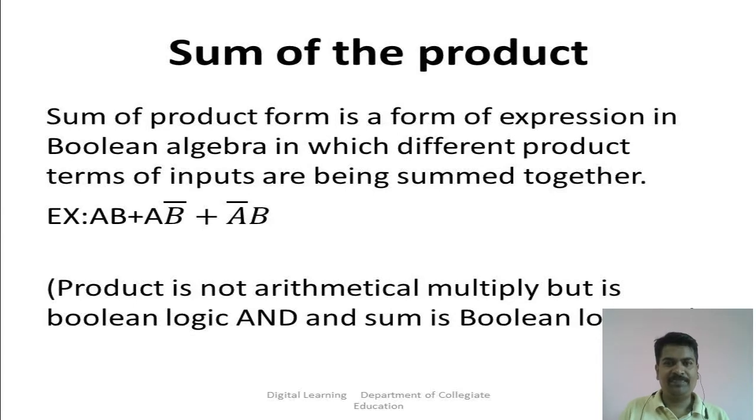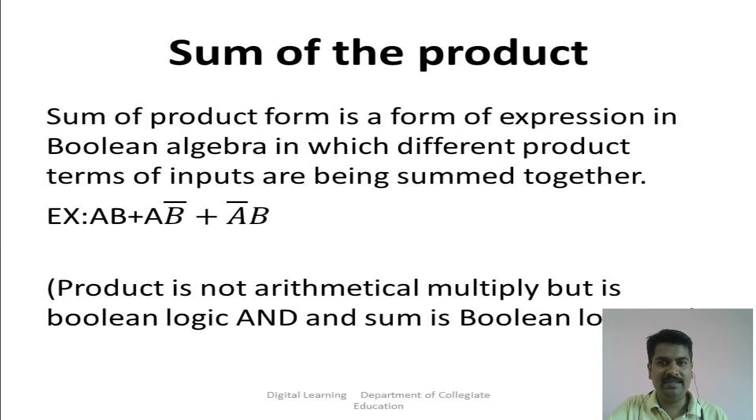Sum of the product form is a form of expression in Boolean algebra in which product terms of inputs are being summed together. You know what a product term is. A product term means a fundamental product. These fundamental products are summed together. If you sum them together, you will get the SOP form, the SOP equation. So in sum of the product, first do the product of the variables and then do the summing.